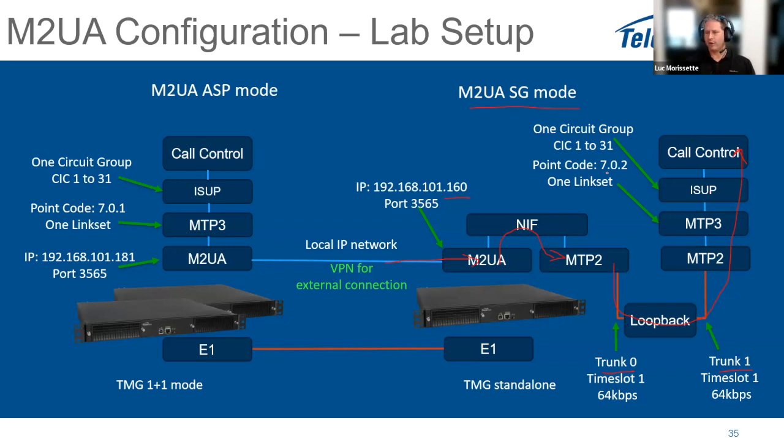You see here, my point code will be 702 on this side and 701 on this side. I'm using a local IP network to carry my traffic, but on a real installation, normally we would use a VPN to connect those devices, or other VPNs or other services, to be on the private networks.